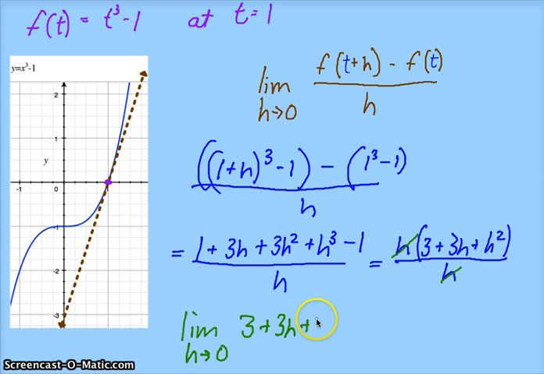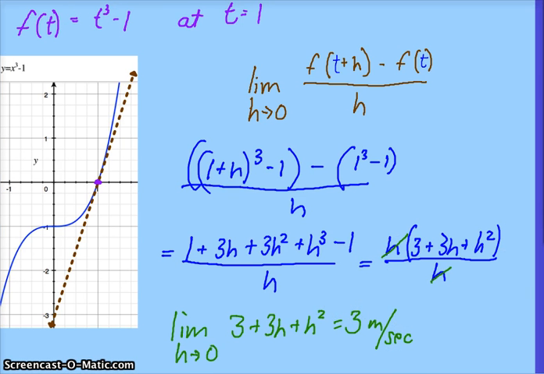Okay, 3 plus 3h plus h squared is a polynomial, so it's continuous. So all I need to do is find f of 0. All right, the limit of a constant is 3. As h approaches 0, this is going to be 0. As h approaches 0, this is going to be 0. So again, the graph matches what we see from our calculations.